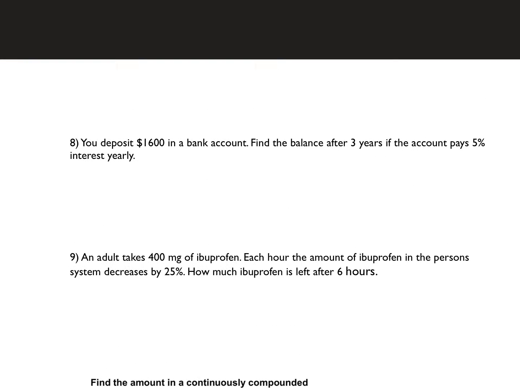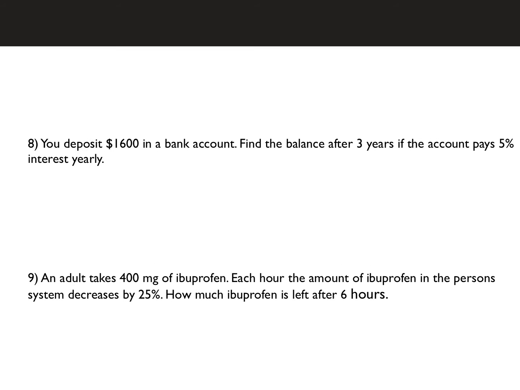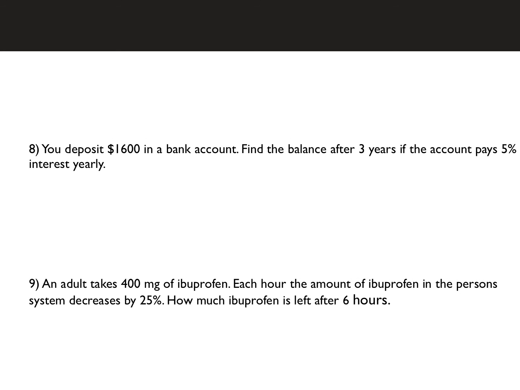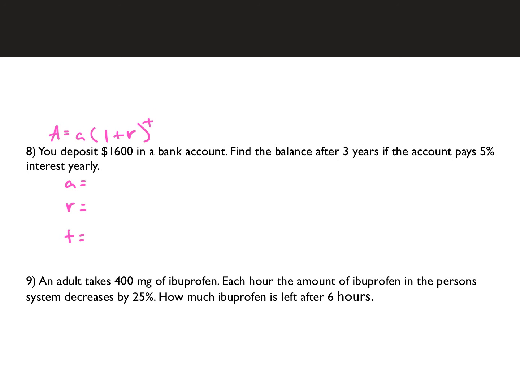Alright, so let's look at our word problems from yesterday. So for the first two, number 8 and 9, we use our formula A is equal to a times 1 plus r to the power of t. So we need to figure out what our a is, which is our starting amount, our r, which is our rate but in decimal form, and t, which is the amount of years. So you deposit $1,600 in a bank account. Find the balance after 3 years if the account pays 5% interest yearly.